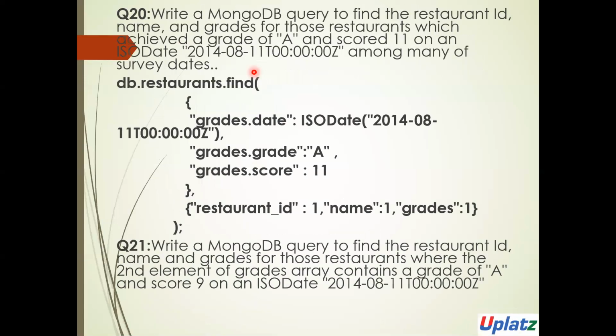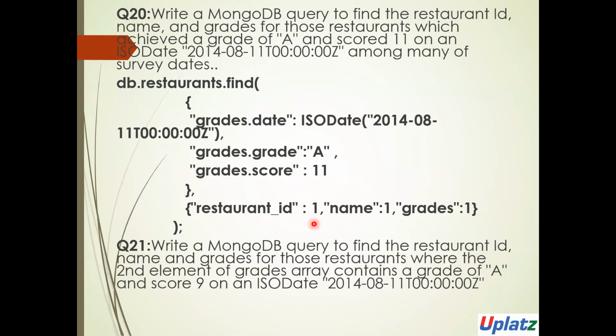So the next is: write a MongoDB query to display name and grades for those restaurants that achieve a grade A and scored 11 on a date among many of the survey dates. So grades dot date, this is my particular date which I have mentioned, given in my question, for grade A and score 11. For this I want the particular fields to get displayed. So it will exactly match our document and display the particular three fields.